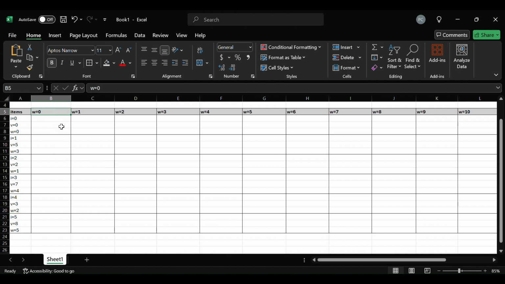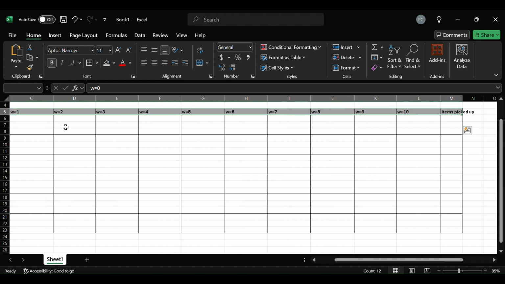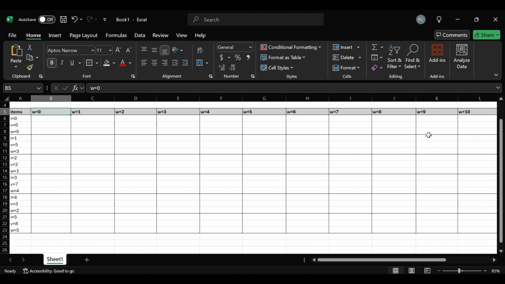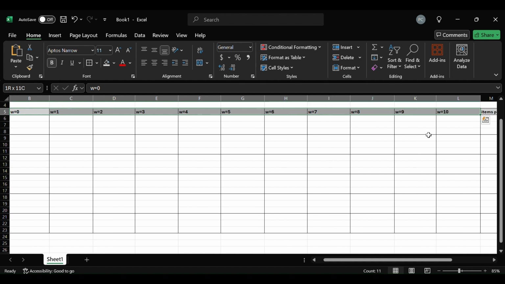Next we have our weight limits starting from 0 till the maximum weight. So 0, 1, 2, 3, 4, 5, 6, 7, 8, 9, 10. And then you'll need to list the items you have picked up in the final column. So you have your weight limits here from 0 till the maximum given in the question, which is 10.